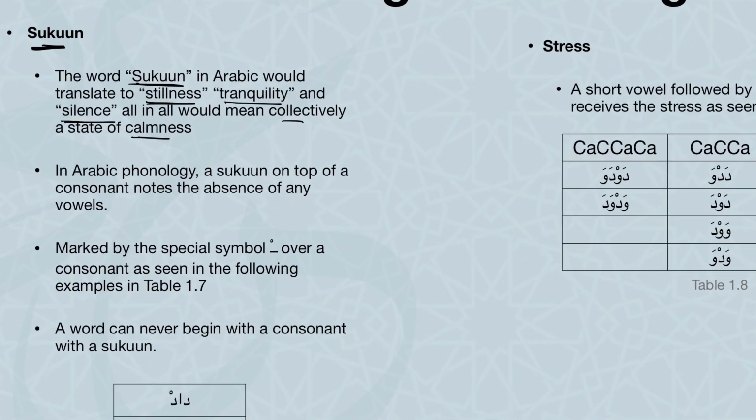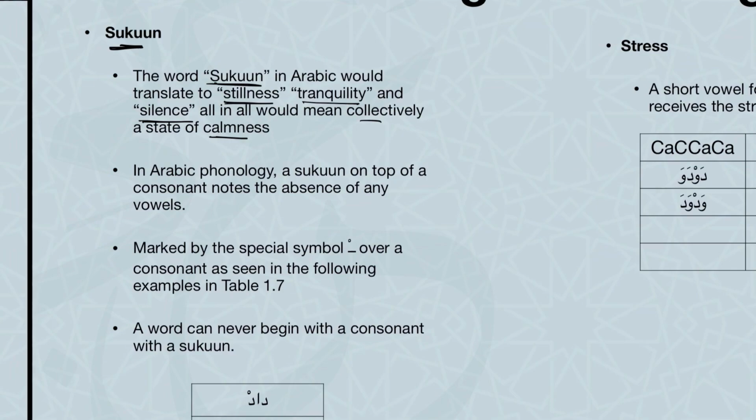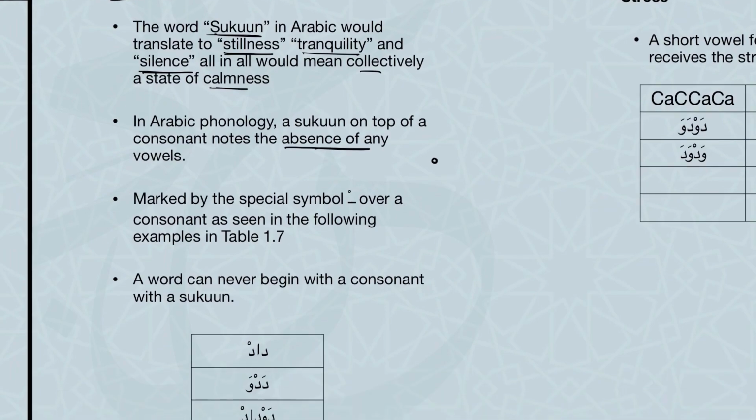We'll go back to our topic. In Arabic phonology, a sukun on top of a consonant notes the absence of any vowels, marked by a special symbol, which is basically a tiny little circle on top of the consonant. A word can never begin with a consonant with a sukun.